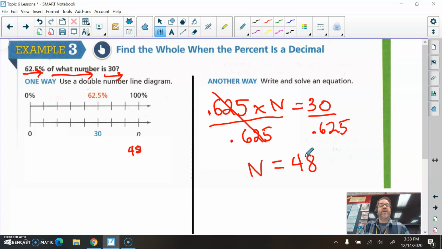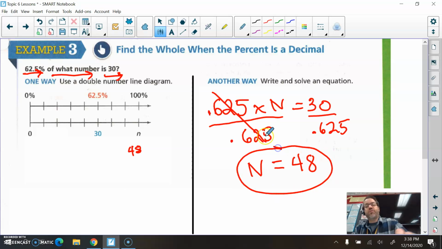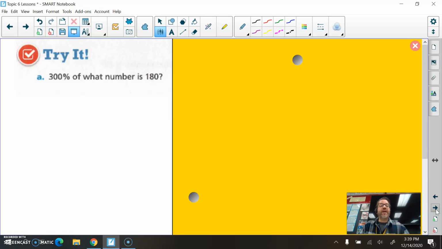62.5% of 48 is 30. You could check your answer by taking 48 and multiplying by 0.625. And if you do that, you'll end up getting 30 for a result. Okay? All right, so try it.